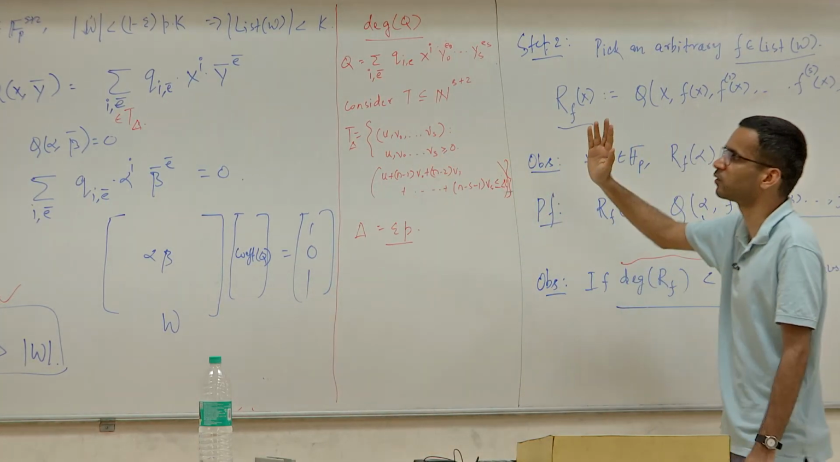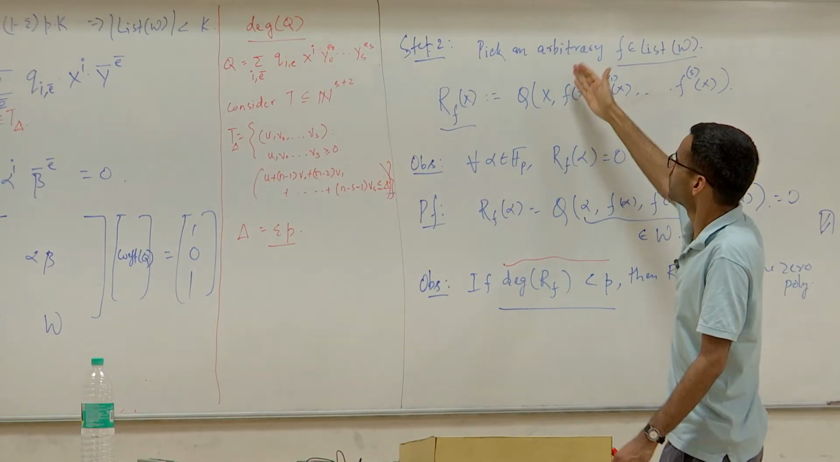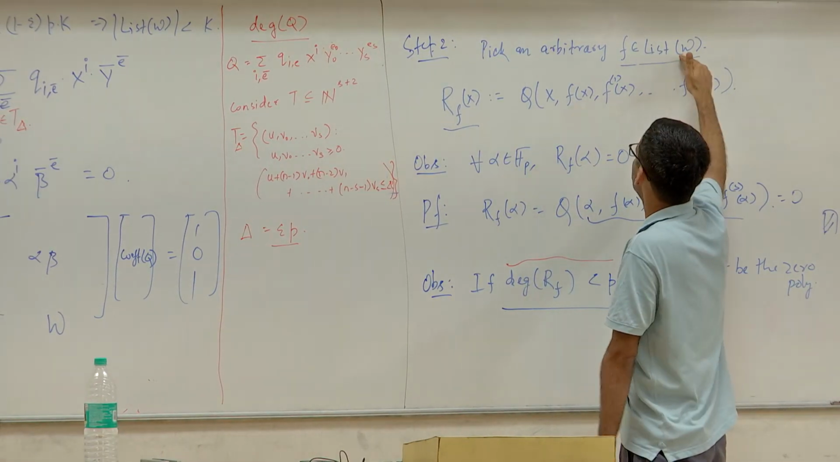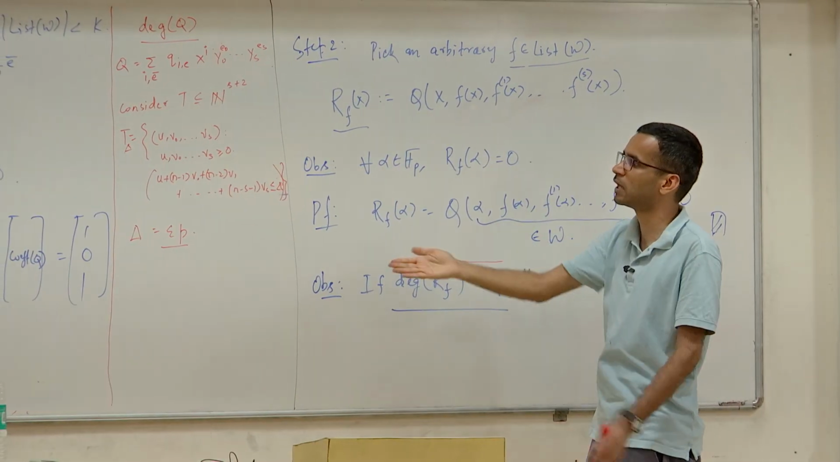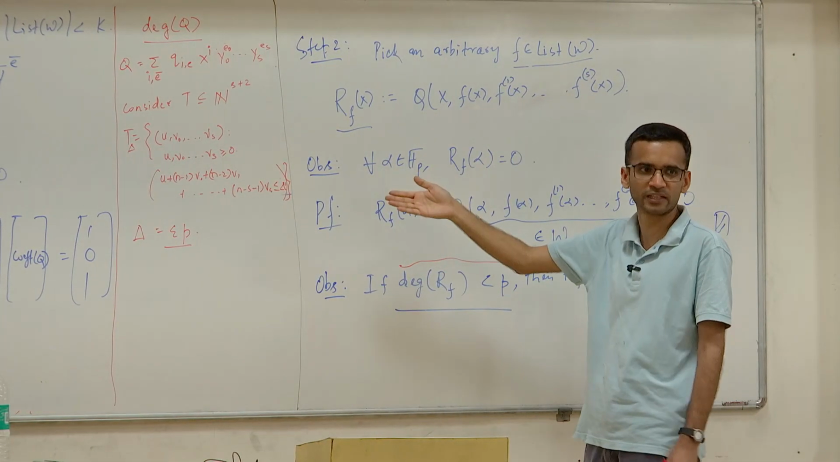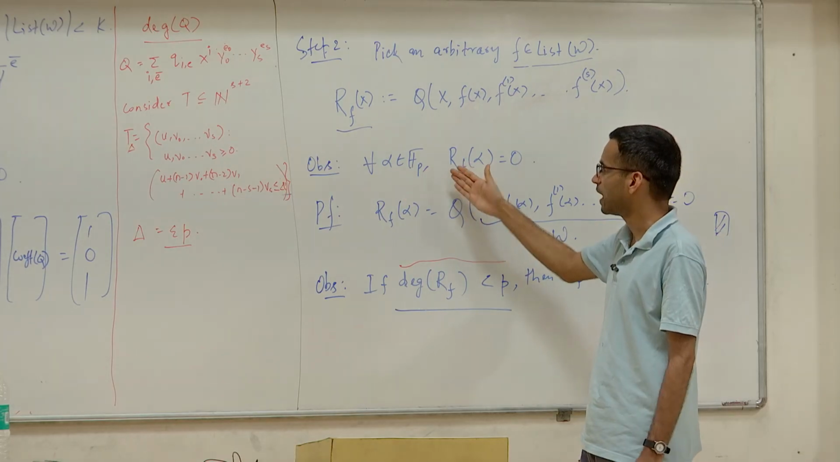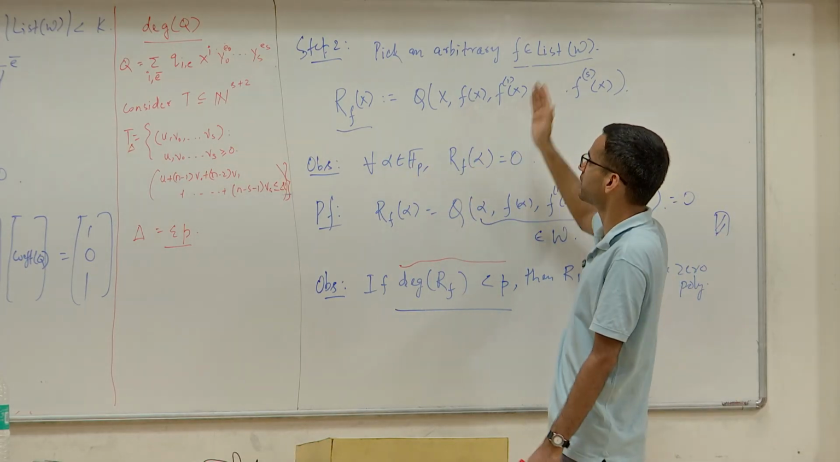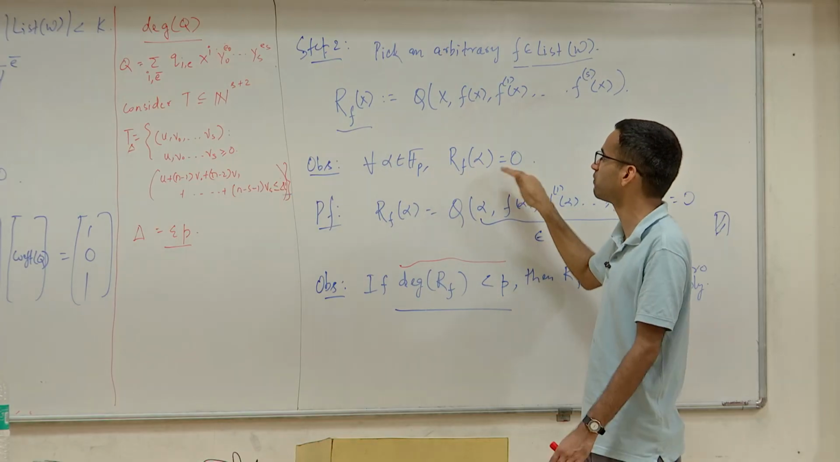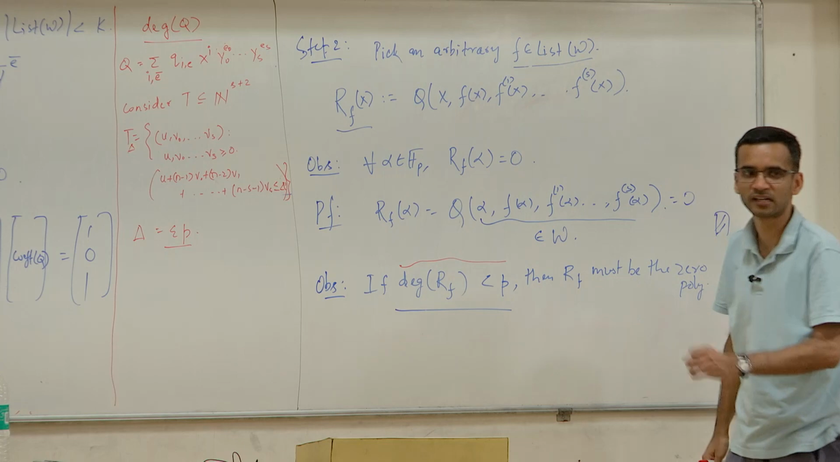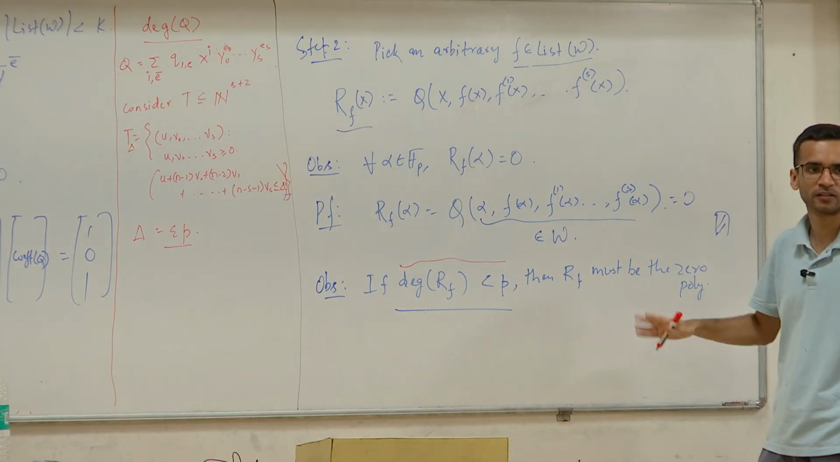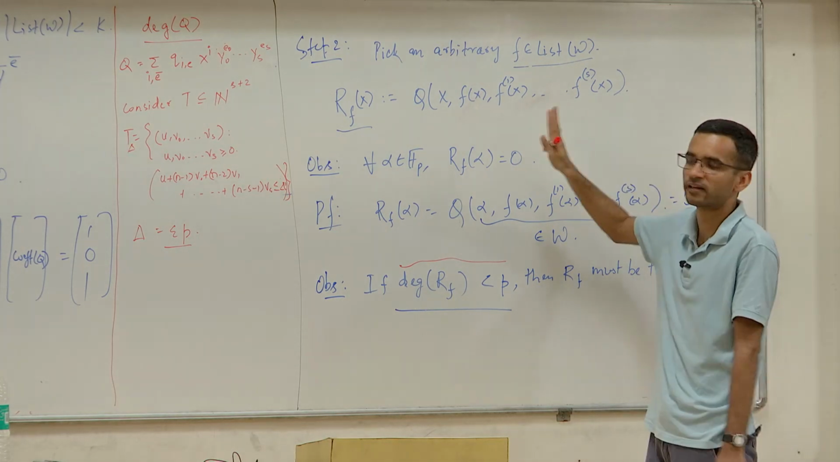So we picked that non-zero solution, we came to this step, we constructed this polynomial for some f in the list of W. We noticed that the degree of this univariate can be no larger than delta because of how things were set up. And we also observed that because f is in the list, R sub f of alpha will be 0 for every alpha in Fp. So R sub f, which is a polynomial of degree strictly less than p, has p zeros. So it must be identically 0.